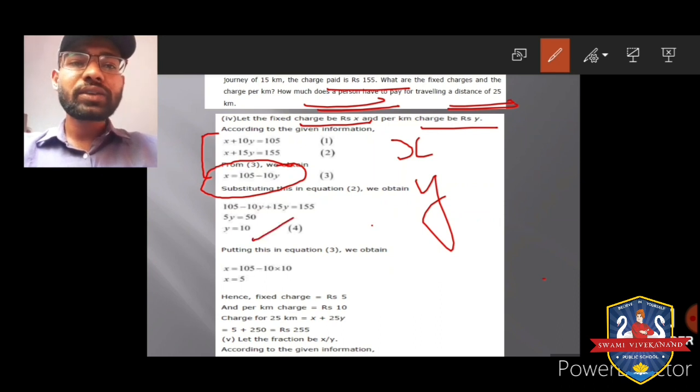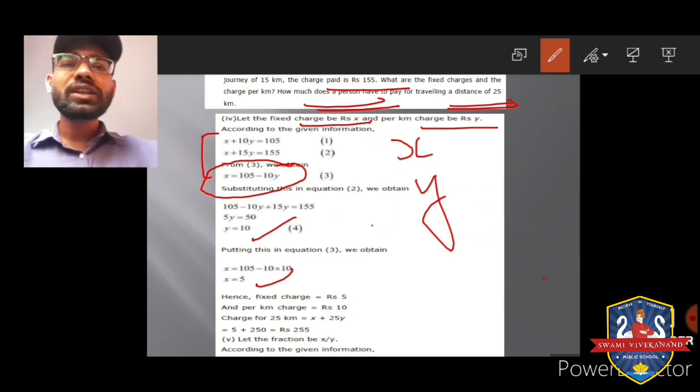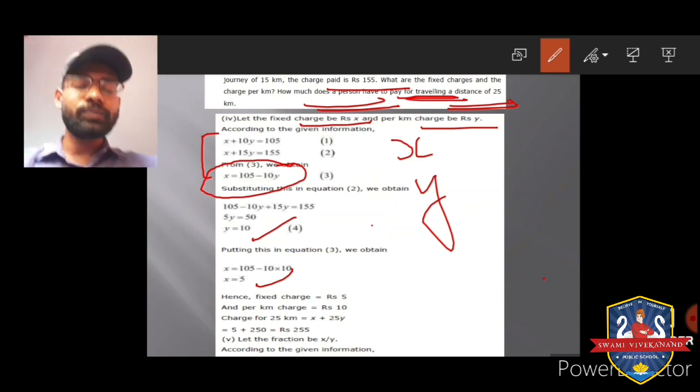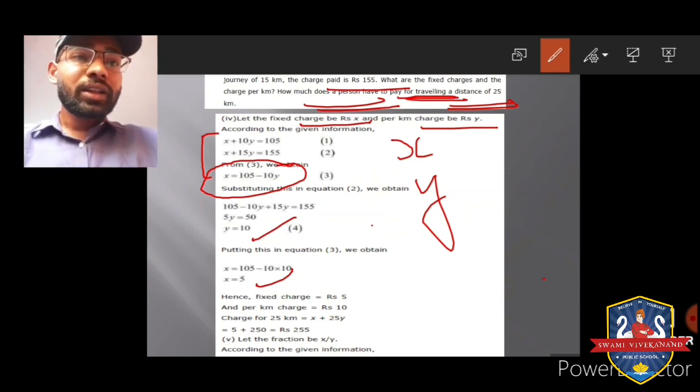From here we get y is equal to 10 if we substitute this value, and x is equal to 5. Some students think that their question is complete, but sorry, the question is how much money the person will pay. So the distance traveled by the person is 25 kilometers.